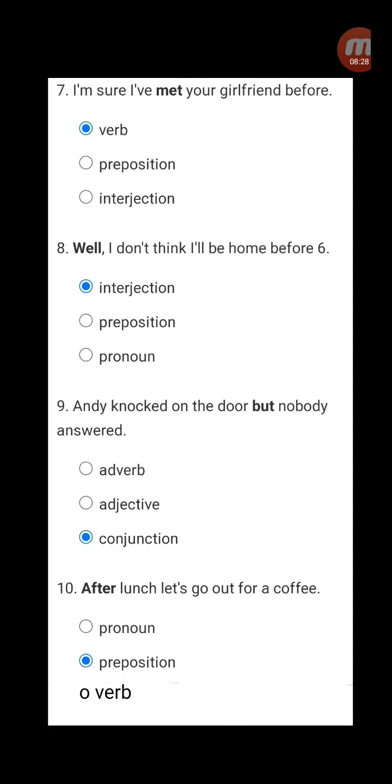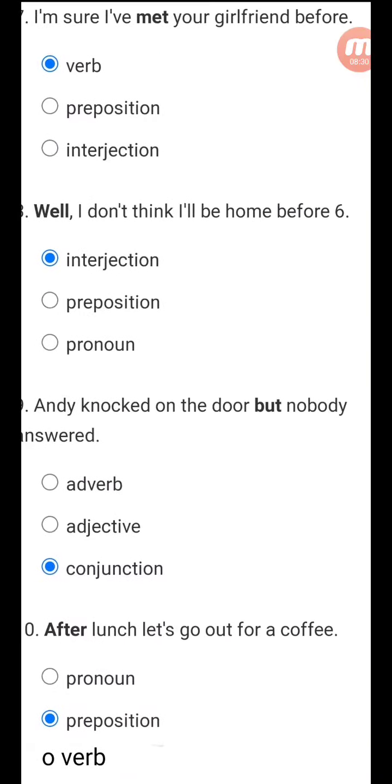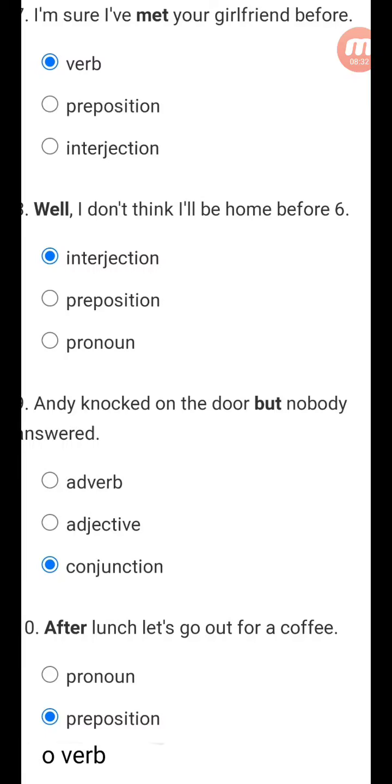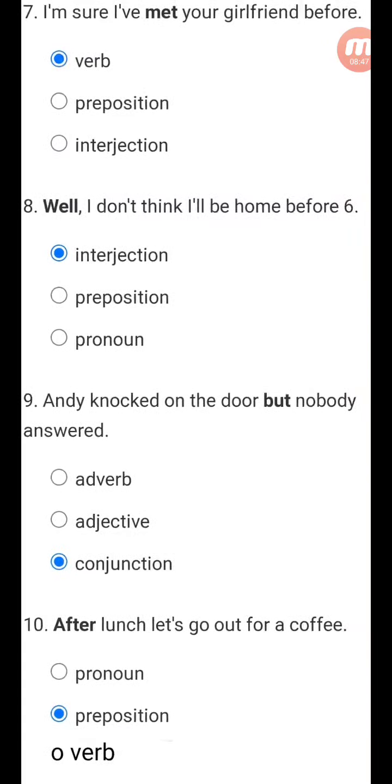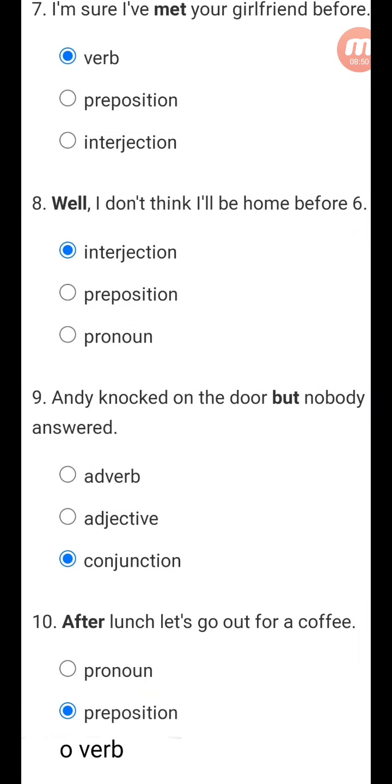I'm sure I have met your girlfriend before. Met. Verb. Well, I don't think I'll be home before 6. It's an interjection. Well, you stop for a while and then you start. It's written with a comma, so it's an interjection. Andy knocked on the door, but nobody answered. But, conjunction. After lunch, let's go for a coffee. It's a preposition.